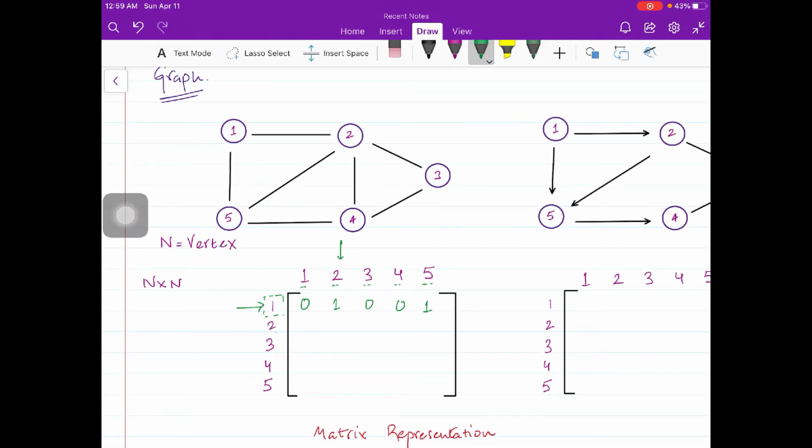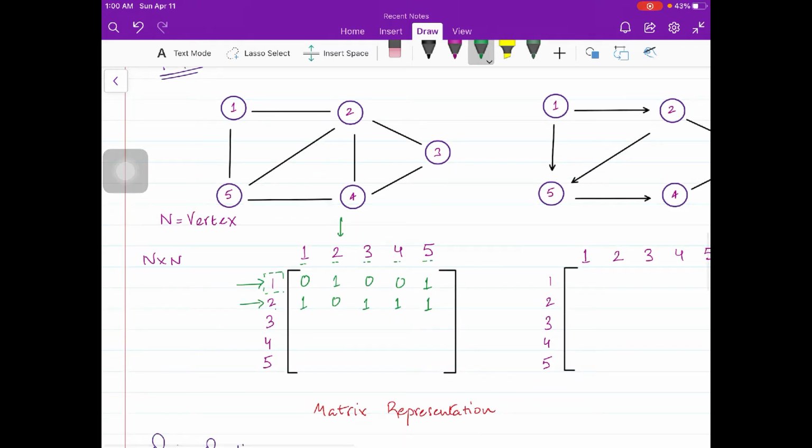Now we'll come to row 2. We'll go to vertex 2 because it is the representative of vertex 2. 2 to 1, is there an edge? Yes, I'll put 1. 2 to 2, is there any edge? No, I'll put 0. 2 to 3, yes, I'll put 1. 2 to 4, again yes, I'll put 1. 2 to 5, yes, again I'll put 1. In this way you can go.